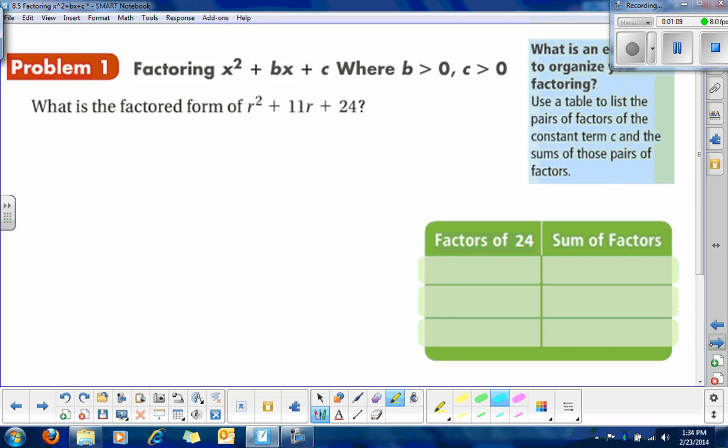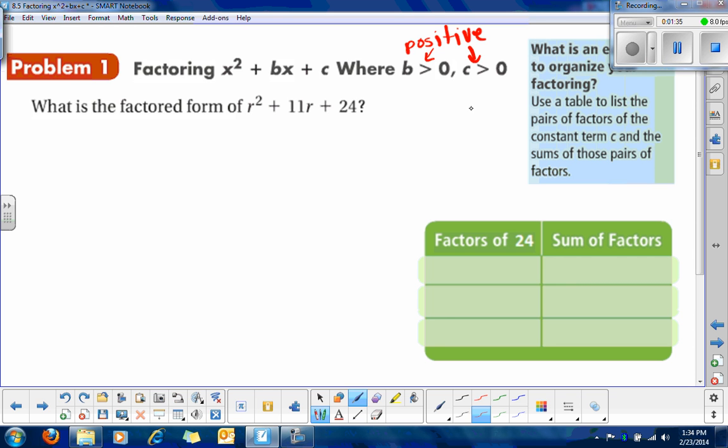Okay, problem 1. Problem 1 says factoring x squared plus bx plus c where b is greater than 0, which means that b, of course, is positive, and c is greater than 0, also positive.